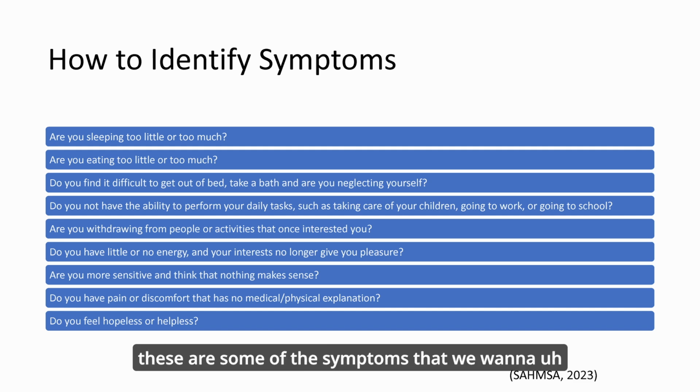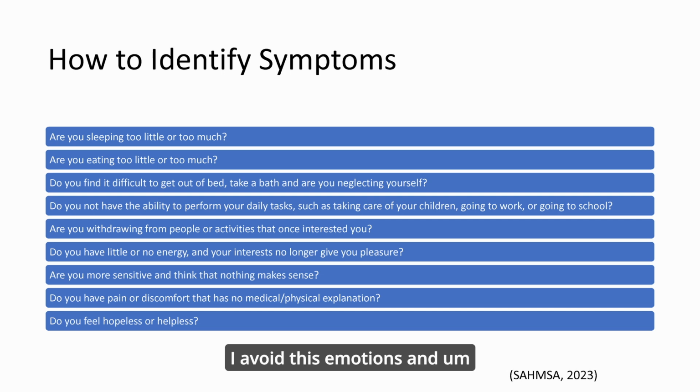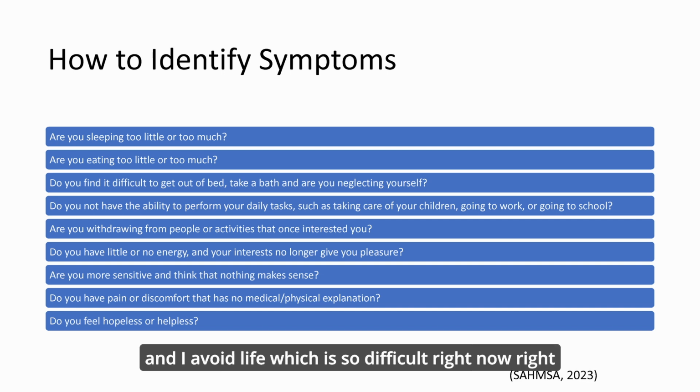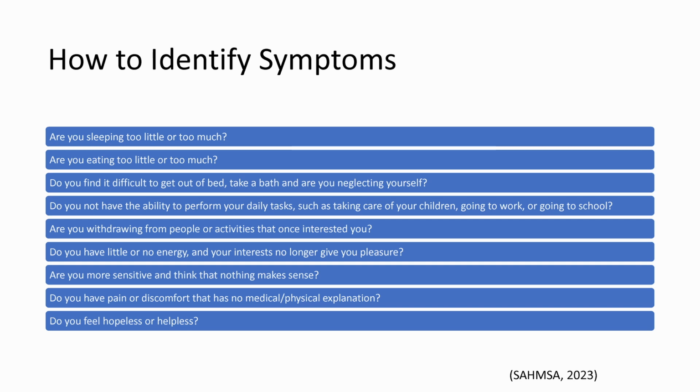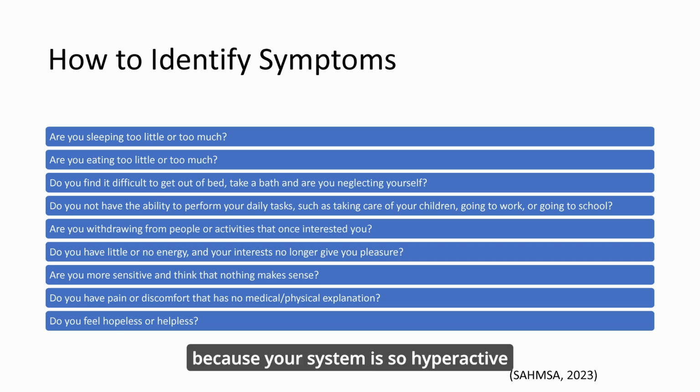So these are some of the symptoms that we want to look out for. Are you sleeping too little or too much? Okay, people who are very depressed tend to sleep a lot. It's kind of like a way of dying a little bit, okay? Like if I sleep, I don't feel anything, and I avoid these emotions and I avoid life, which is so difficult right now, right? But they can also sleep too little. I feel like that tends to happen more with anxiety because your system is so hyperactive, it won't let you relax.